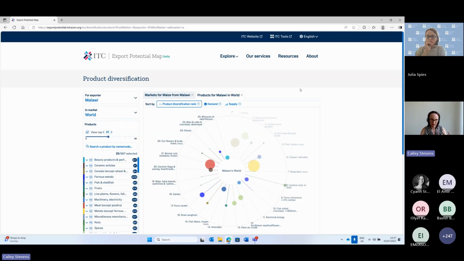Now, going back to these product diversification opportunities, I want to emphasize that this does not indicate that the country necessarily has the production capability to produce maize. It just means that, based on the other products that Malawi exports, maize could feasibly be a product that they could diversify into.